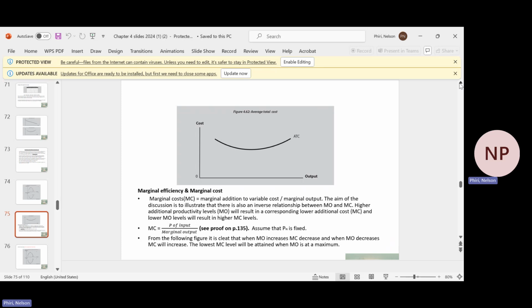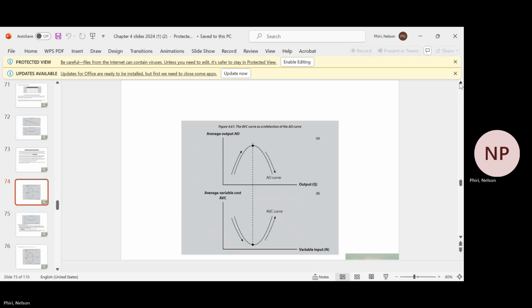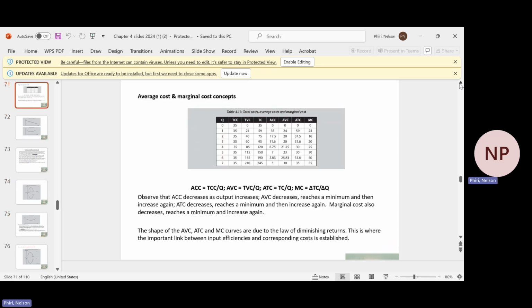So marginal cost, like I've already highlighted when we were looking at this table, is your change in total cost divided by your change in quantity. So I'll just use a small example to illustrate this. You can see there, when your total cost changes from 0 to 24 and your output increases by 1, it's 24 divided by 1, which gives us 24.